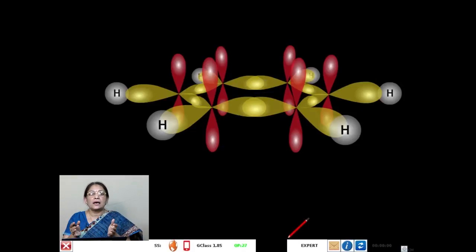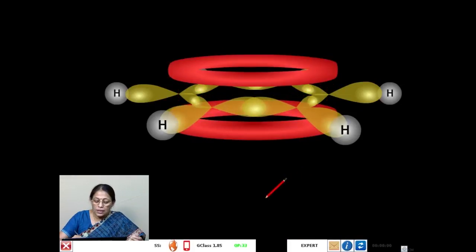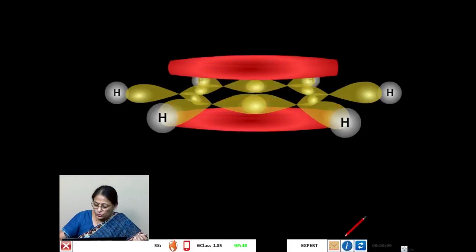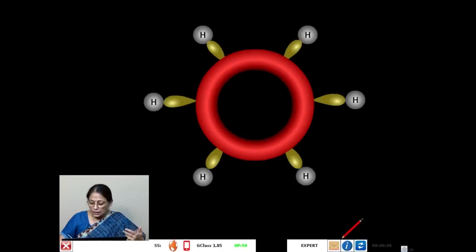Now, all these p orbitals are going to overlap in such a way that the pi electrons get delocalized over 6 carbon atoms like this. So, that means there is a plane in which all the 6 carbons and 6 hydrogens are present, and above and below this plane these pi electrons are distributed, electron density is distributed, which looks something like this or something like this.